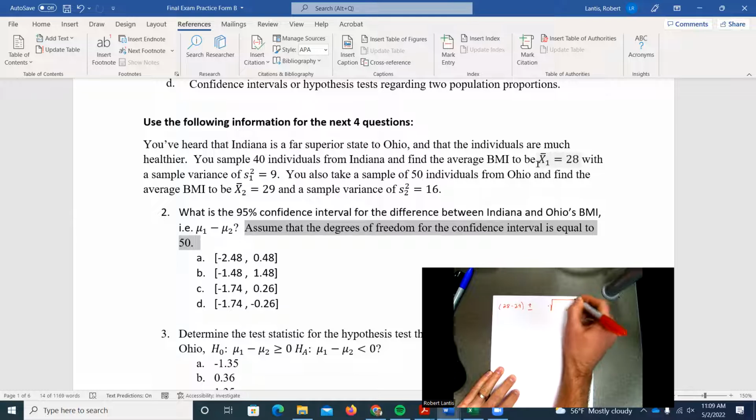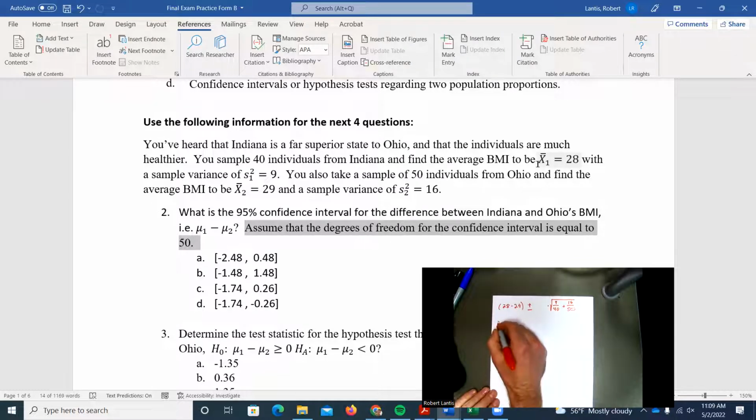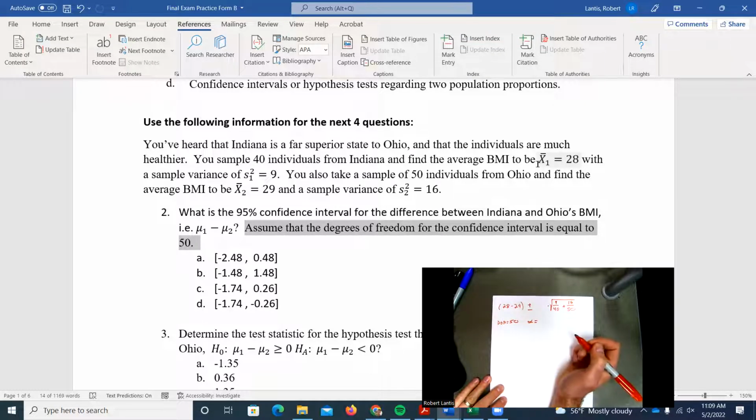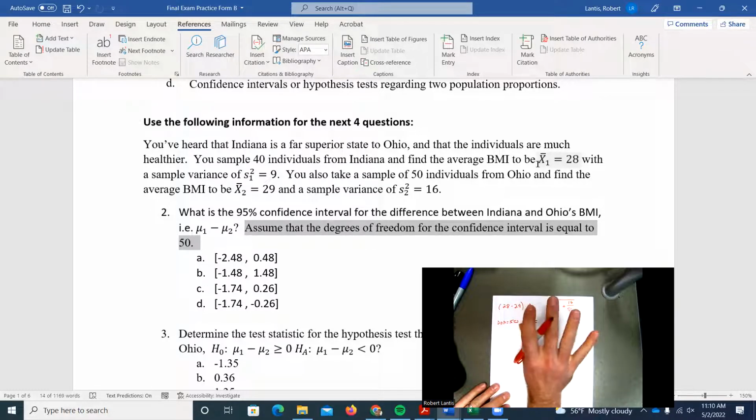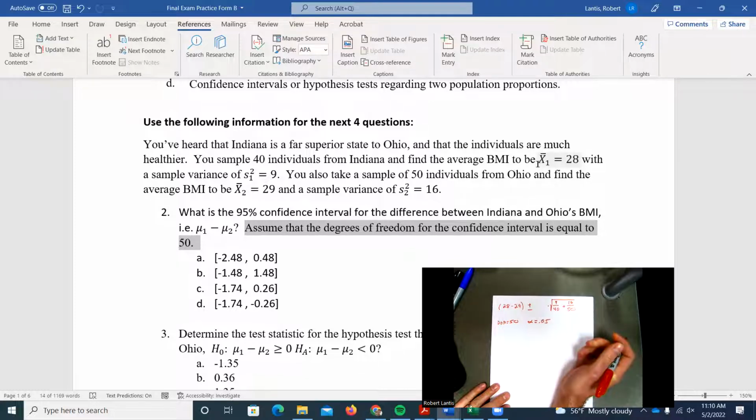The other information we were given was each group's sample variance. So Indiana was 9, and we had our sample size of 40. For Ohio, we had a variance of 16, and the sample size was 50. So our degrees of freedom, and I'll blow this up in a second, was 50. At the 95% confidence level, what would our alpha value be? Alpha is the percent outside the interval in decimal form. So for 95%, alpha would be 0.05.